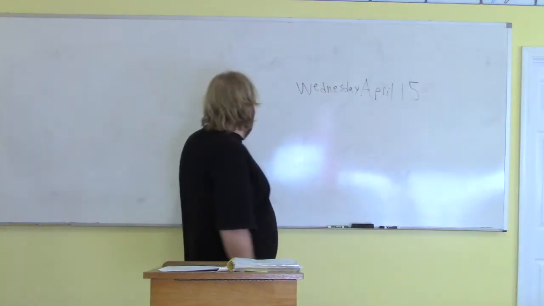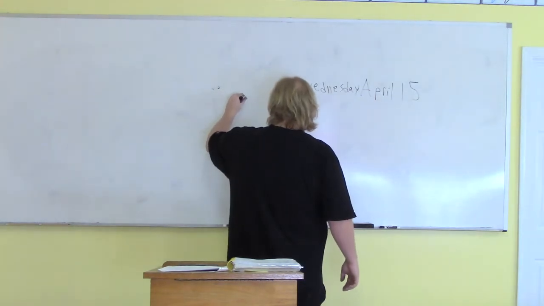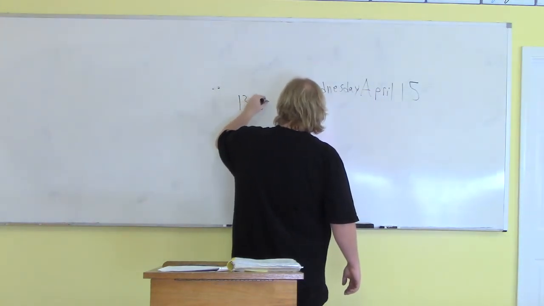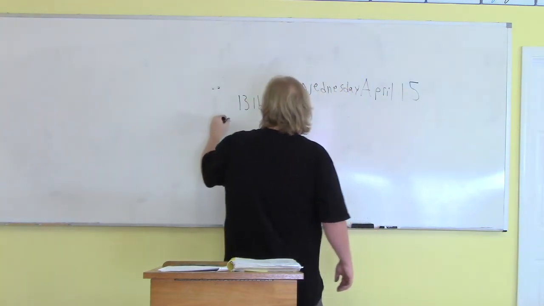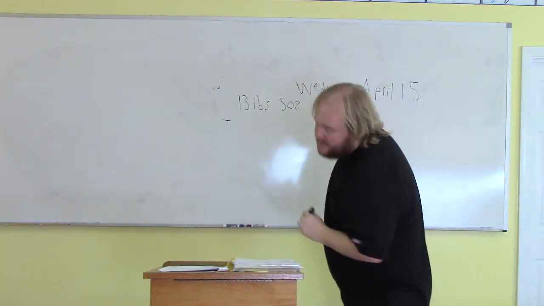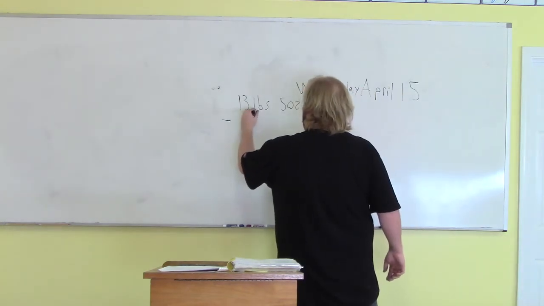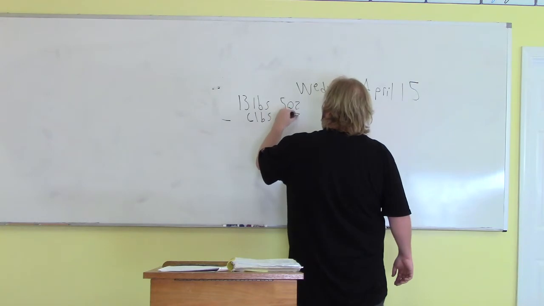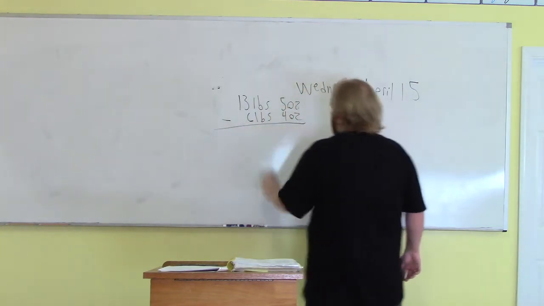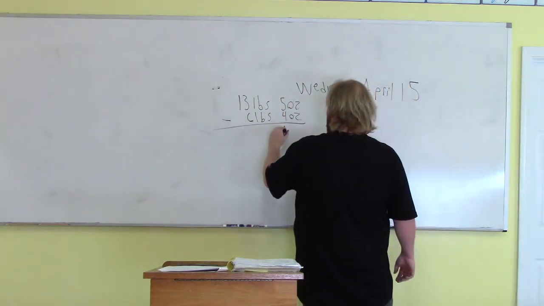So we got 13 pounds and 5 ounces minus 6 pounds and 4 ounces. So this one's pretty straightforward. Don't have to do any borrowing. So 5 minus 4 is 1. We got 1 ounce.